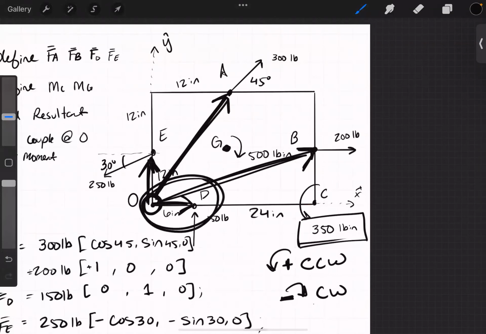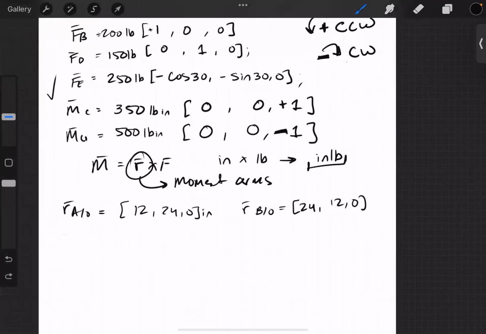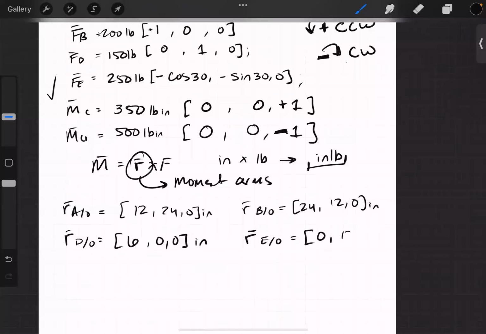For D, positive 6 in the X direction. For E, positive 12 in the Y direction. Those two will be really nice to do moments about because they are simplified. So our D with respect to O is positive 6 in the X direction. Our E with respect to O is positive 12 in the Y direction.